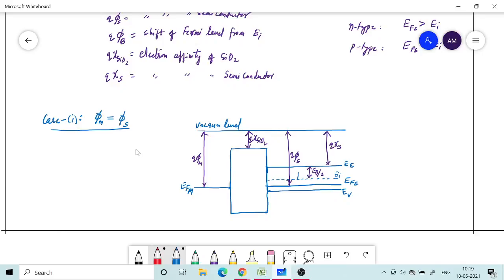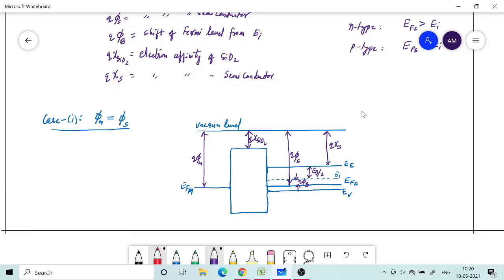One more energy level I think I should show here, that is this difference. This is Q into phi b. Okay, so that's the case for phi m equal to phi s.